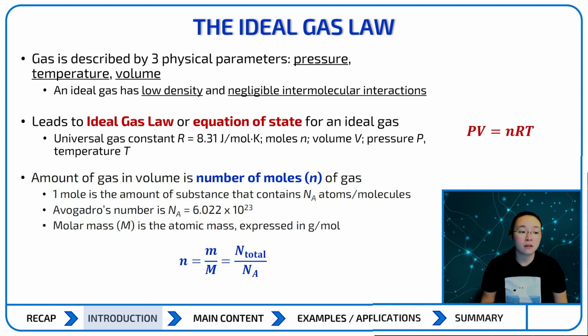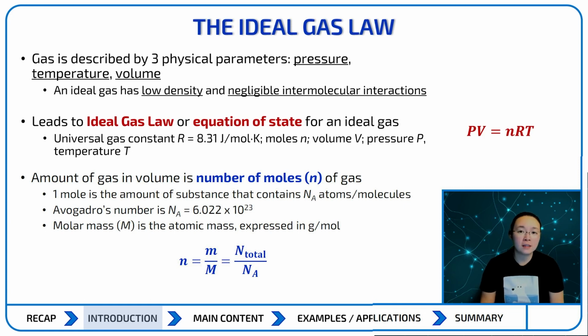The ideal gas law is also called an equation of state for an ideal gas. R is called the universal gas constant. It's 8.31 joules per mole times Kelvin. N is the number of moles, volume is V, pressure is P, and temperature is T. So if you have at least 4 of those, you'll be able to figure out the fifth. Now, what is the number of moles N?